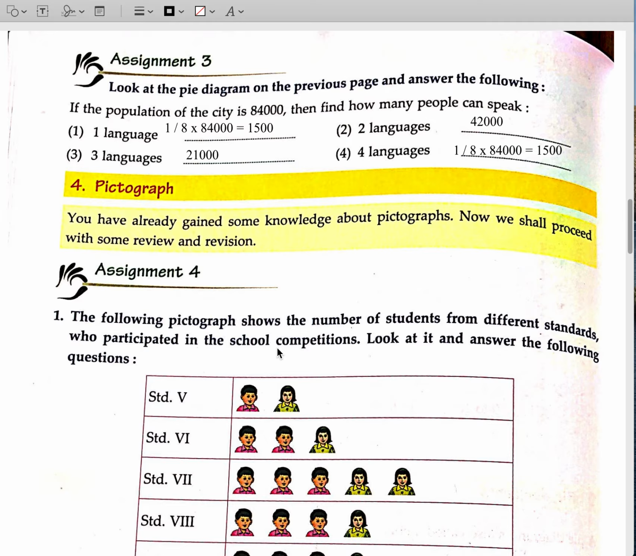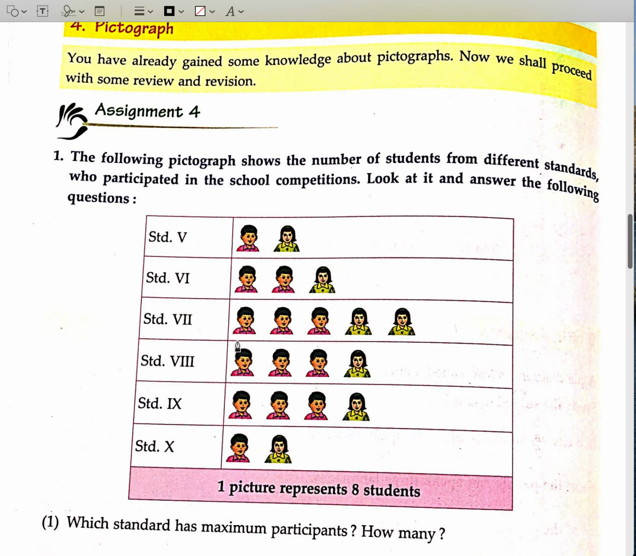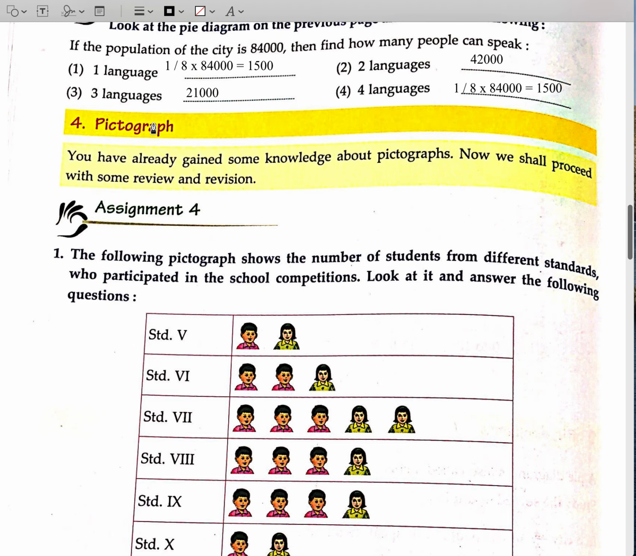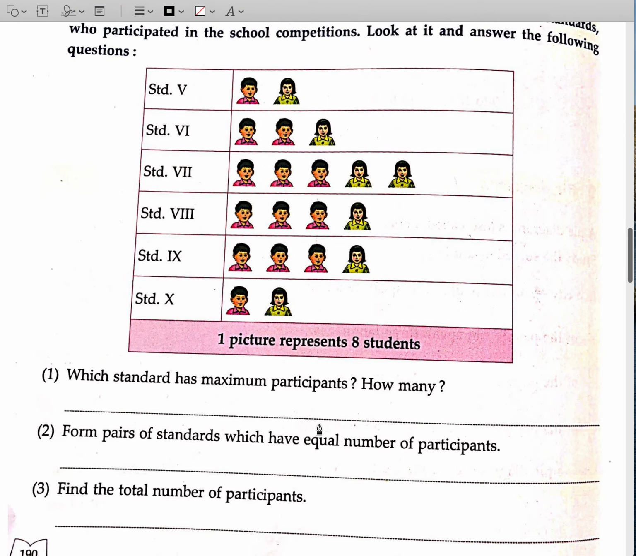Now this is pictograph. We have already gained some knowledge about pictographs. Now we should proceed with some review and revision. This is a revision of pictograph as you've already done it in your previous grade. The following pictograph shows a number of students from different standards who participated in school competitions. Look at this and answer the following questions.